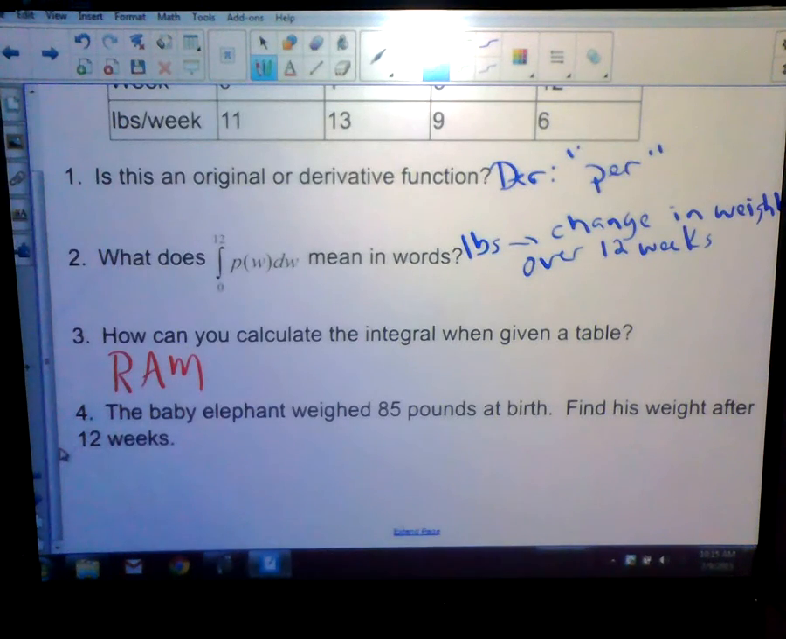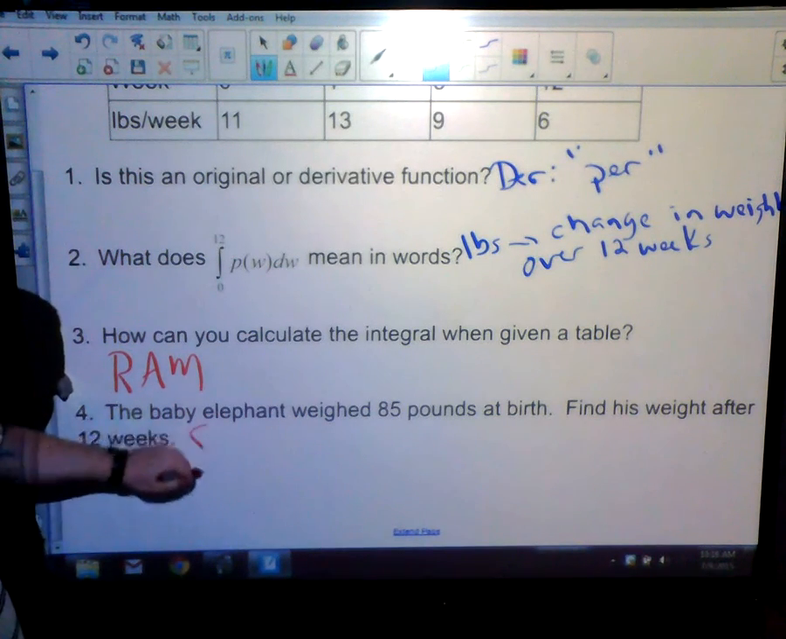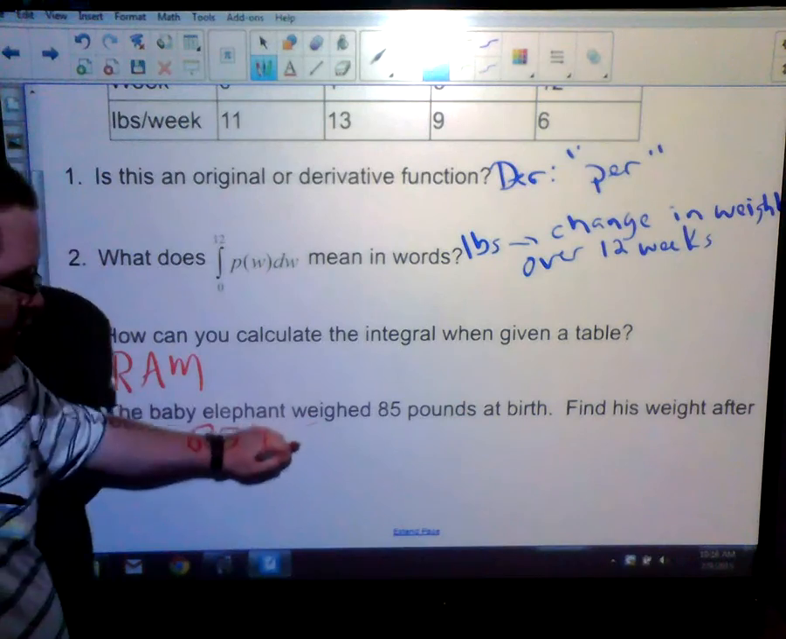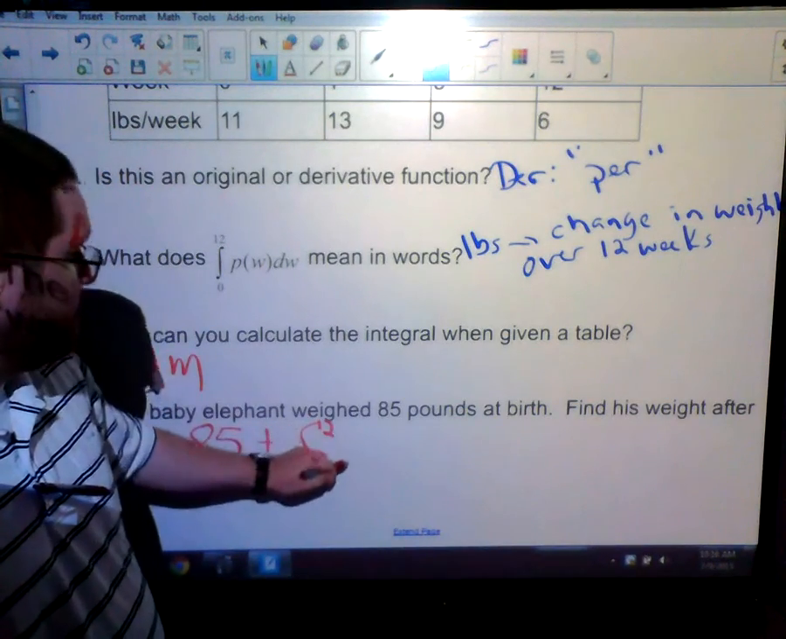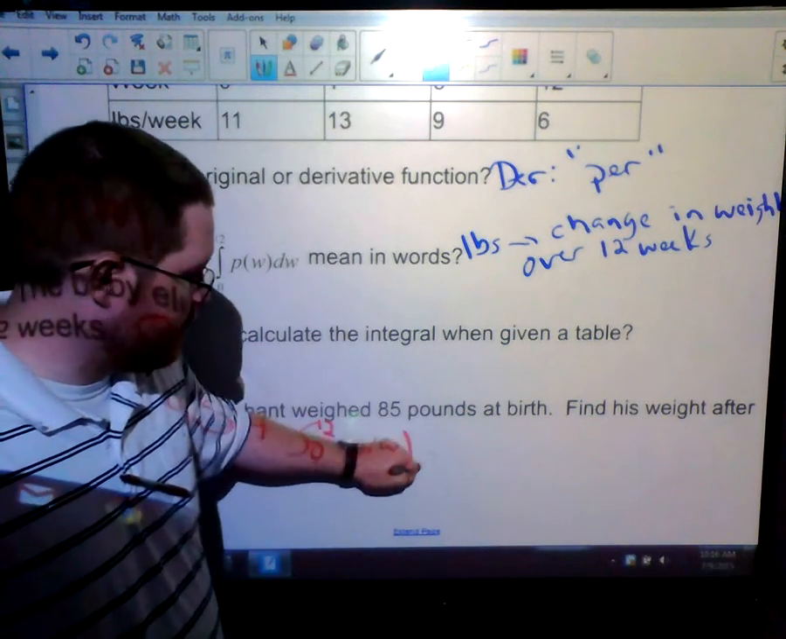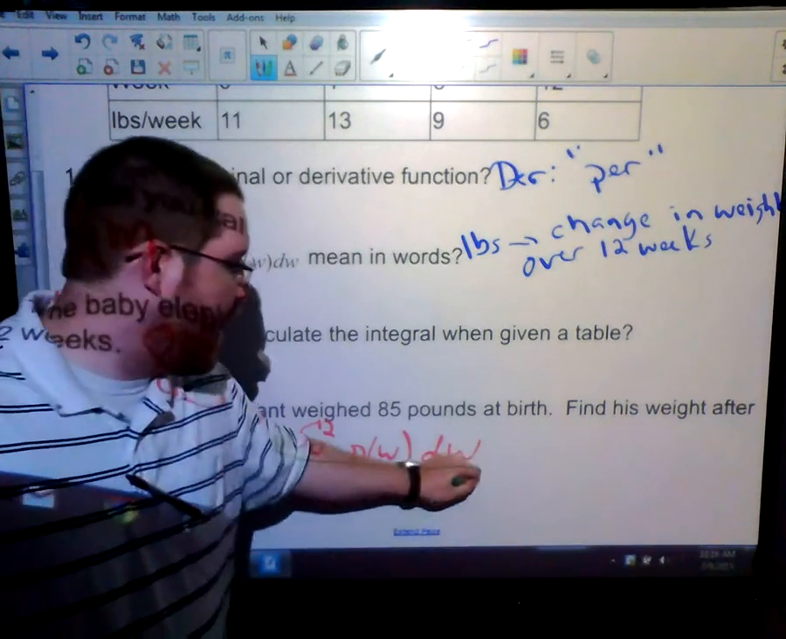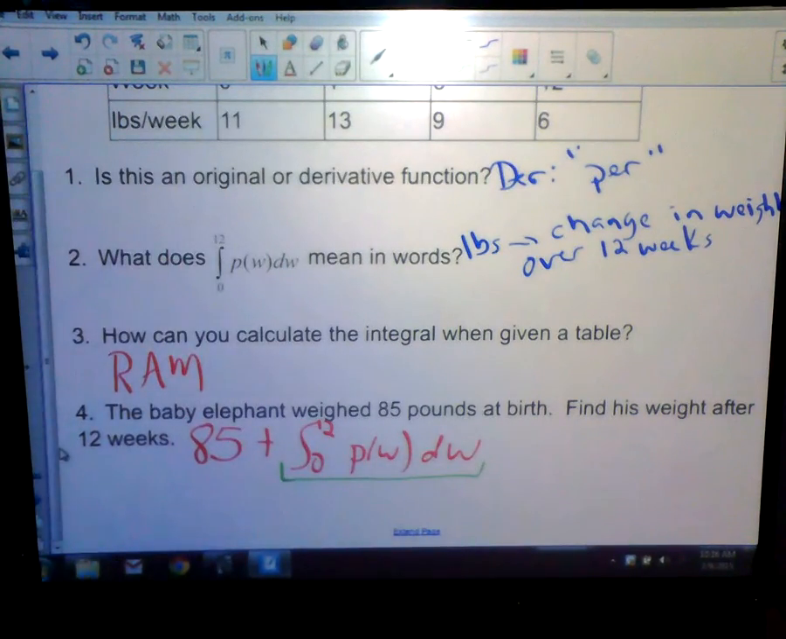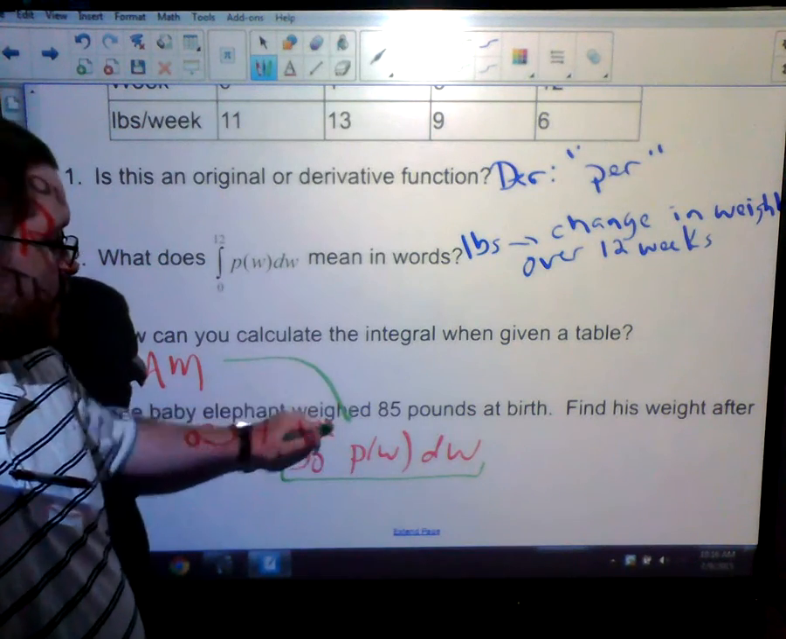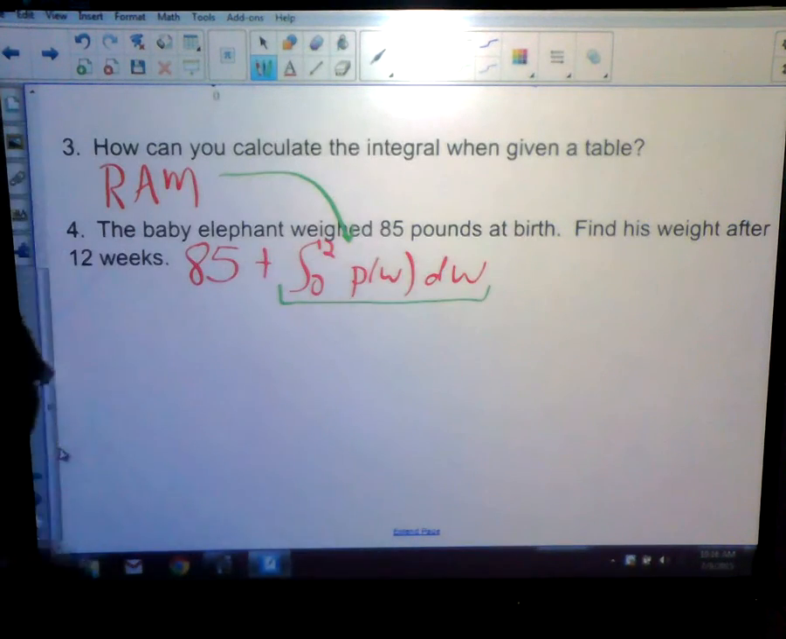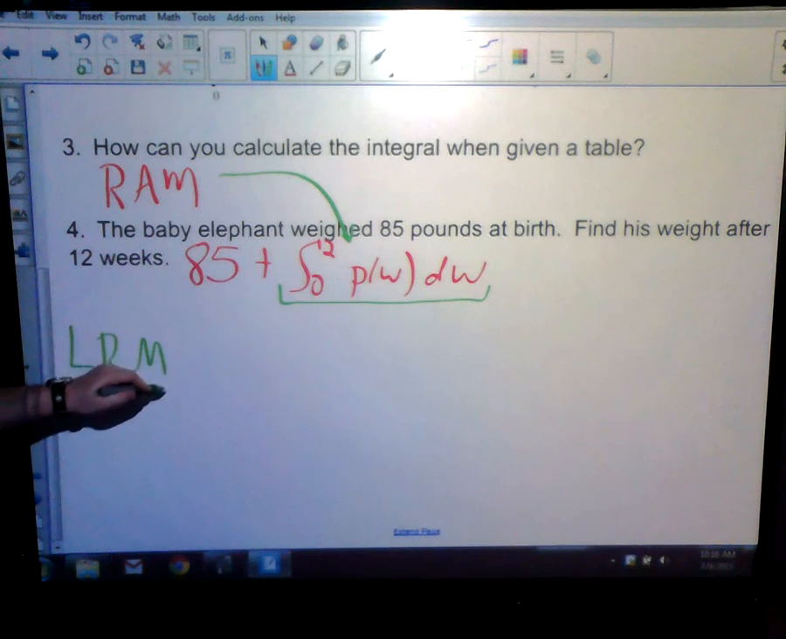The baby elephant weighed 85 pounds at birth. Find his weight after 12 weeks. Well, that's 85 plus the integral from 0 to 12 of P of W, dW. We just said we can't calculate that, but we can estimate it. How? With RAM. I'm going to let you guys do this.